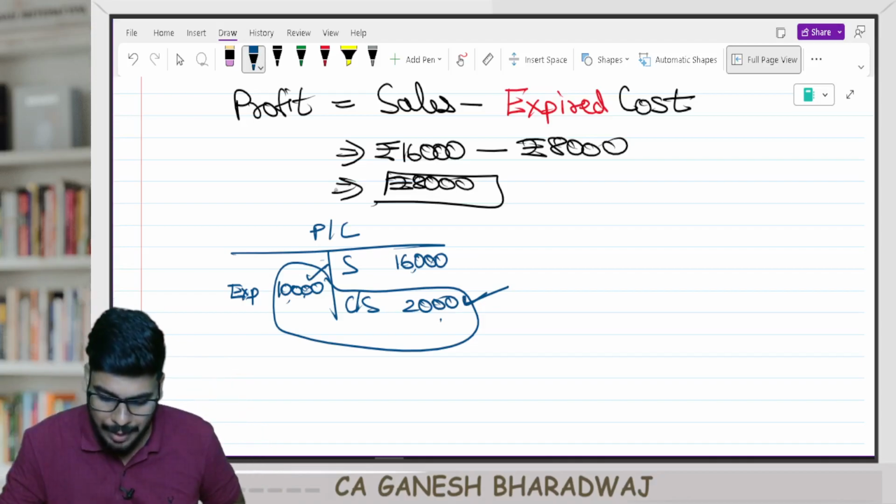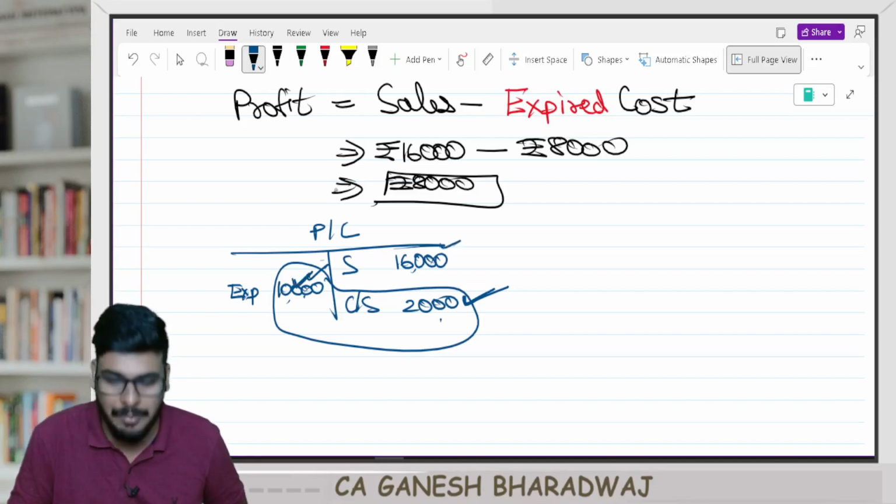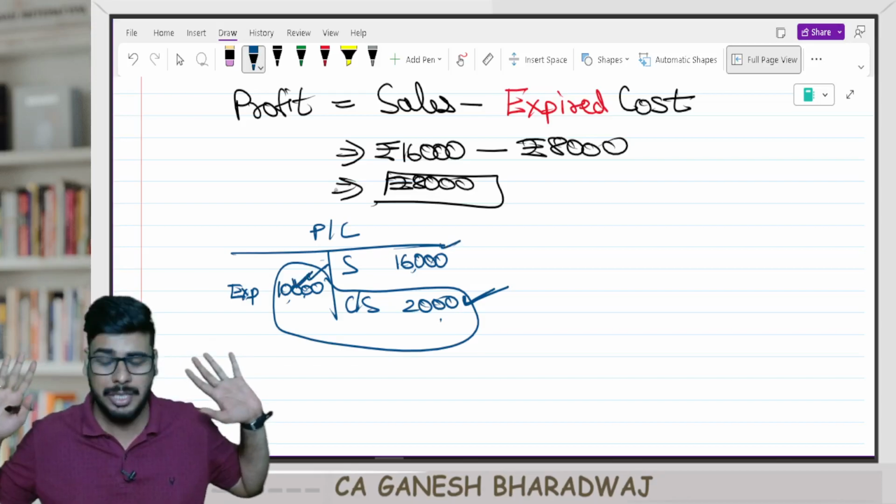Now are you able to understand why closing stock is appearing on the credit side? The reason is the matching concept. I cannot compare this entire 10,000 with 16,000 and say my profit is 6,000.